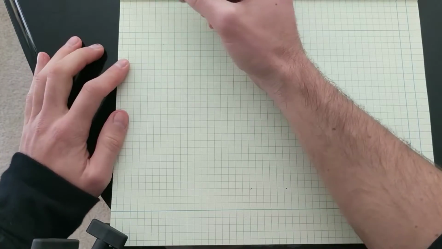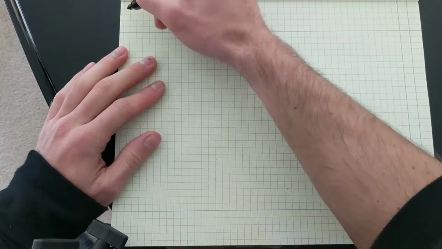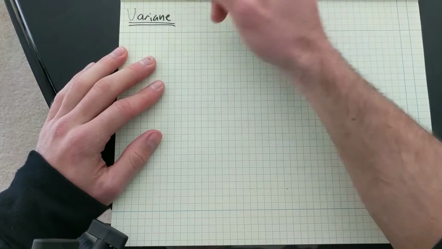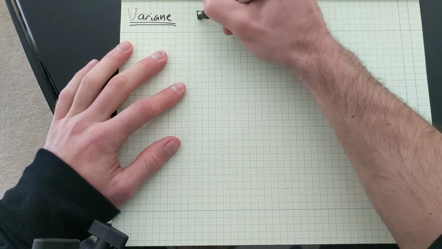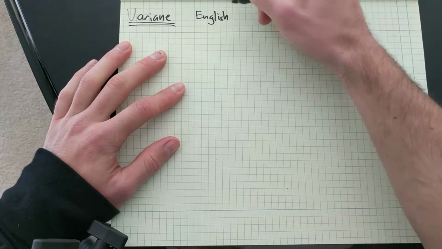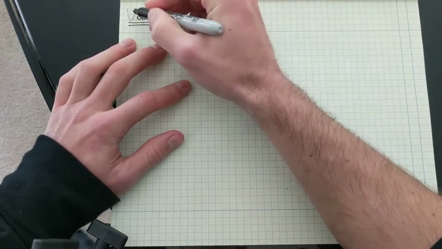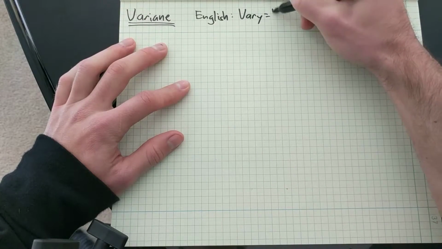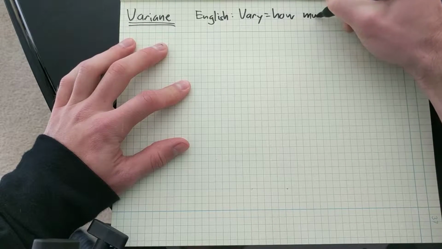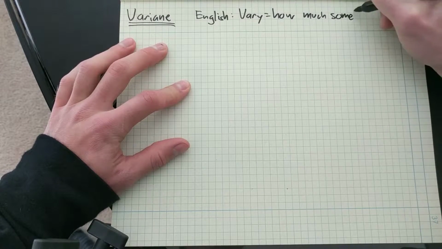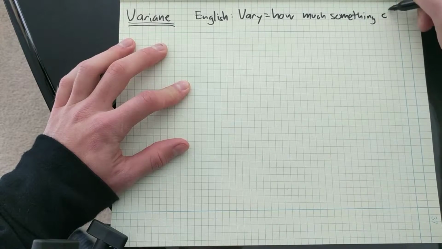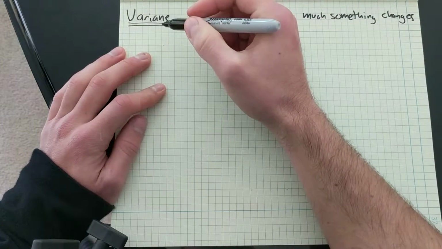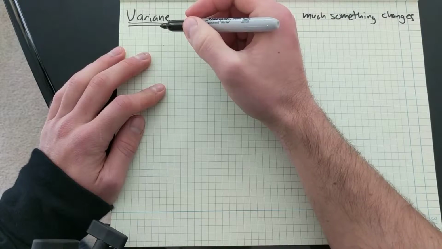So in this set of videos, I'm going to try to explain what variance in mathematics means. In English, we can just think of variance by its raw word, vary, which is how much something changes. And to explain this, I'm going to look at an example of 3 students and their scores on exams.